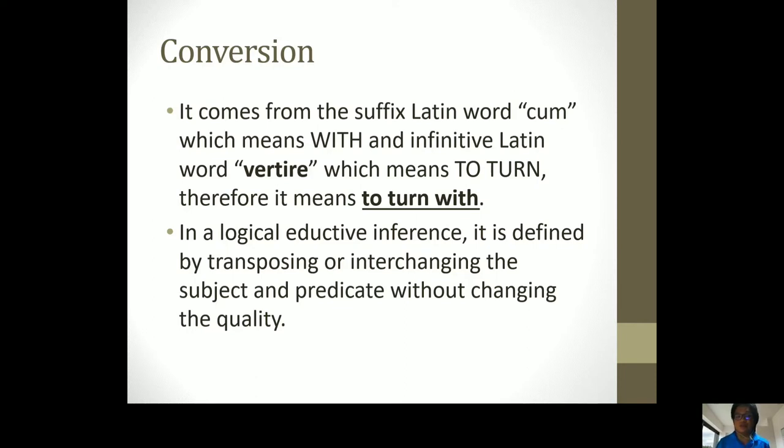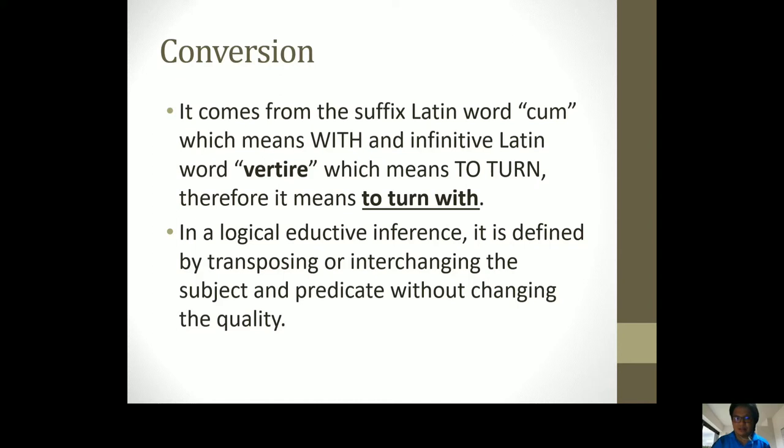Take note, when we deal with a proposition, it has quantity and quality. Quantity deals with whether it is universal or particular. When we say quality, it deals with your copula. Again, quantity deals with your subject term, and quality deals with your copula or your verb.